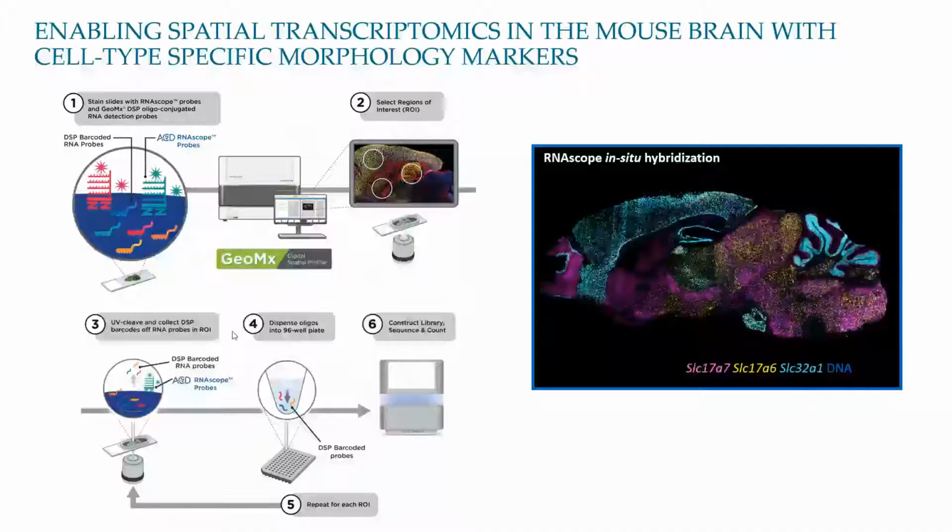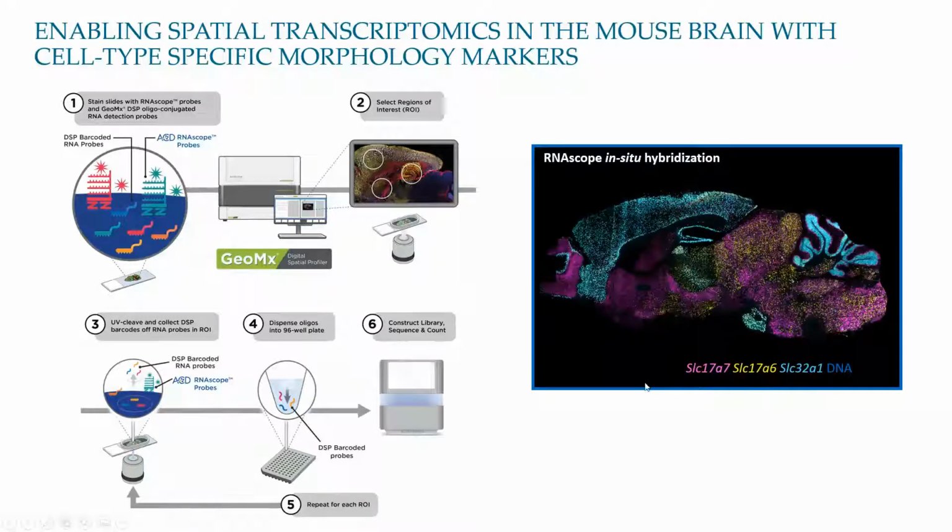So with that, here I'm showing you a standard workflow of how the RNAscope assay can be combined with GeoMx DSP. So the RNAscope assay falls upstream of the GeoMx DSP and acts as a molecular guide to identify regions of interest that can be further profiled by GeoMx DSP. So shown here, we wanted to see how well these probes work with the GeoMx DSP.